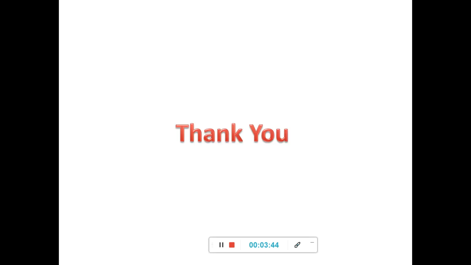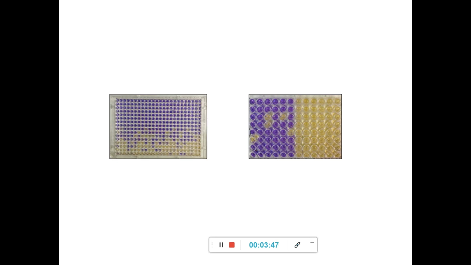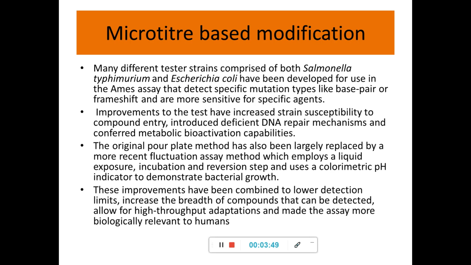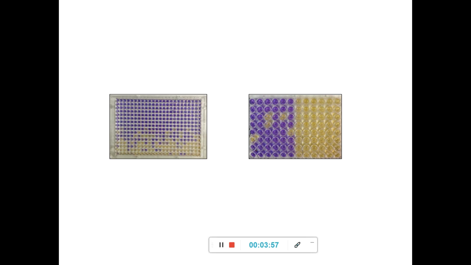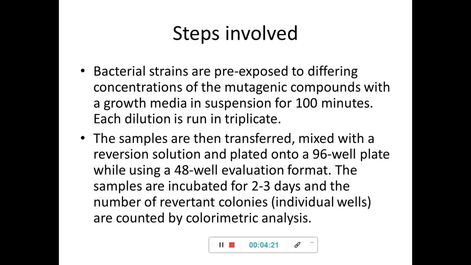I hope this is clear to you. With this we come to an end of the microtiter plate based method modification of the Ames test. The only difference that we have here is, rather than using a pour plate technique, you take into each well different dilutions of the chemical substance, and then you treat it with Salmonella typhimurium strains. So the different concentrations of the mutagen are taken in each and every well along with Salmonella typhimurium strains as we mentioned earlier, and triplicates are maintained.